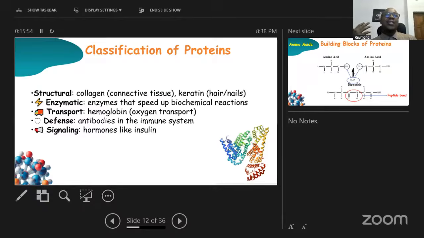So these are different functions of protein. Protein can act as a structural component of the system, for example collagen, like we talked about earlier, and even keratin, which is the hair. Your hair is actually protein too. We also talk about enzymes. Most of the enzymes in biological systems are proteins, catalyzing biochemical reactions. We also talk about transport, which is hemoglobin.